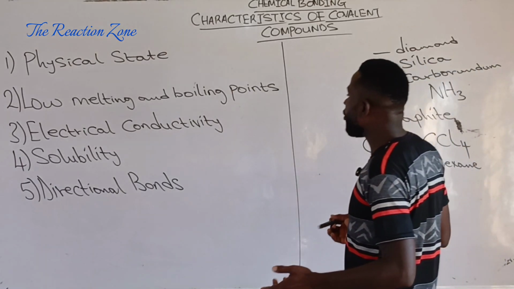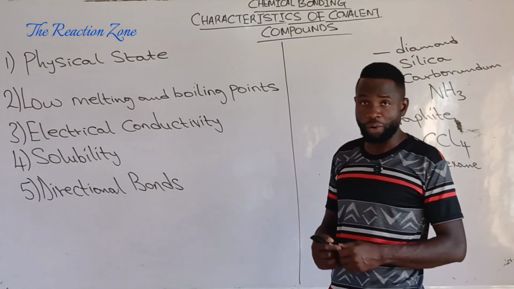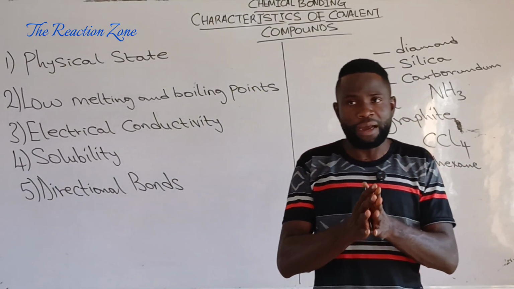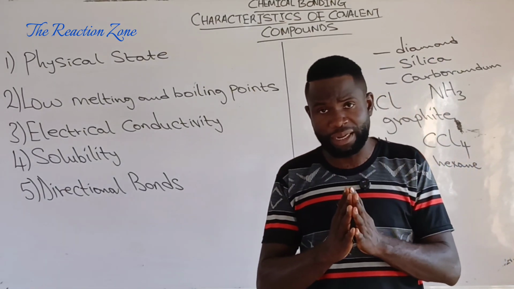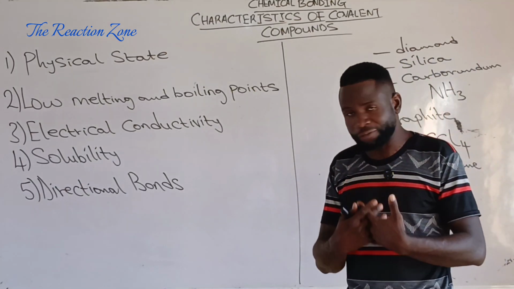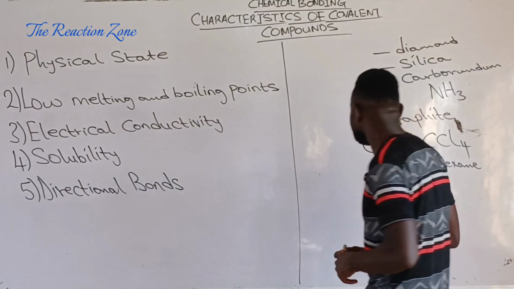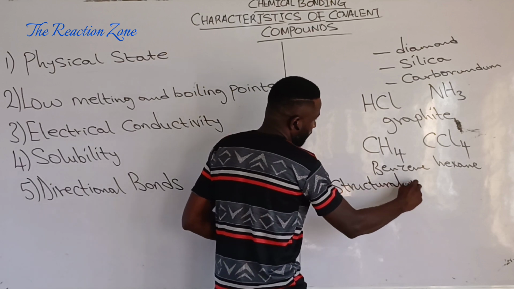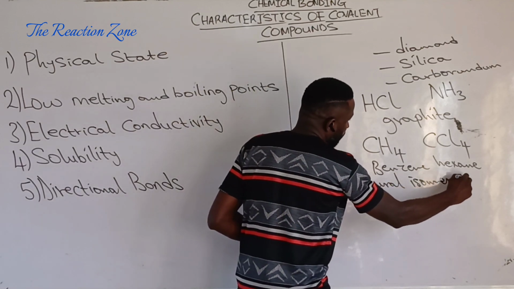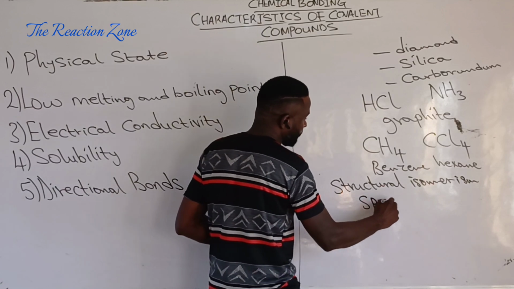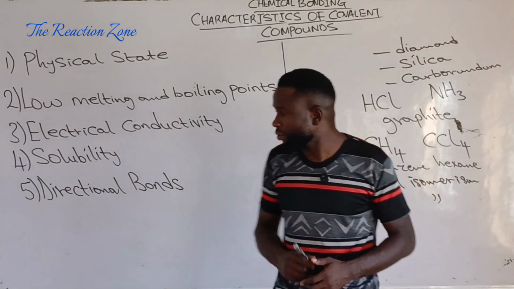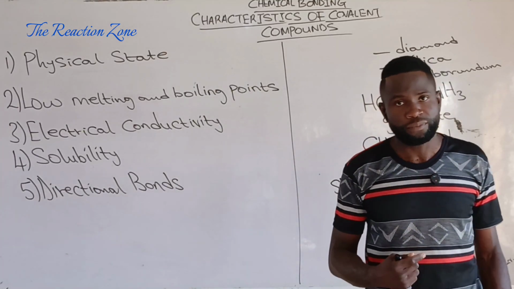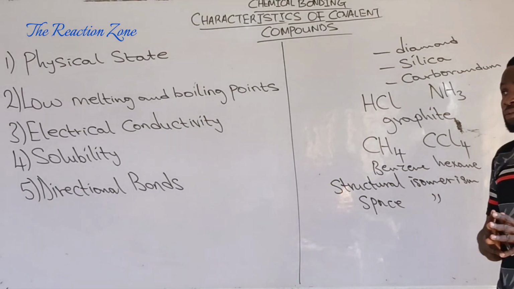Finally, covalent compounds have directional bonds. In other words, this means that the atoms of covalent compounds have a specific geometrical arrangement, and as a result of this, covalent compounds exhibit structural and space isomerism. Their ability to exhibit structural and space isomerism is as a result of the directional nature of covalent bonds. I want to believe that the characteristics of covalent compounds have been made clear by this tutorial.